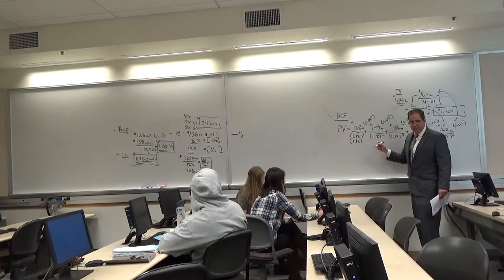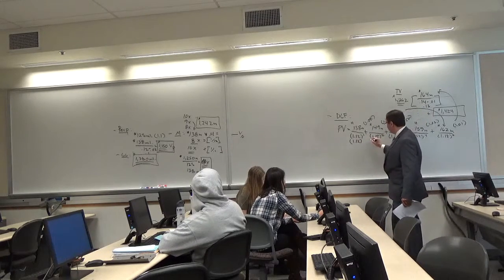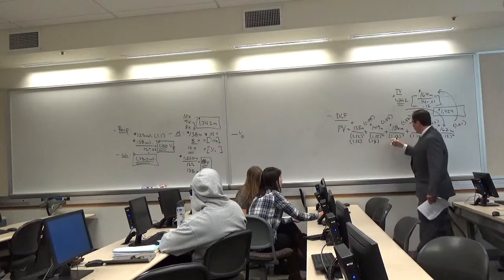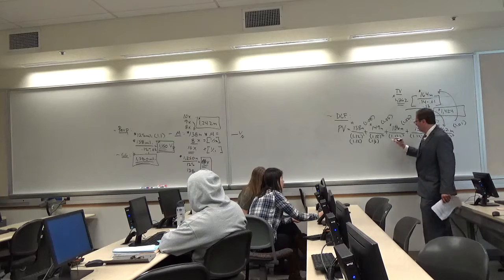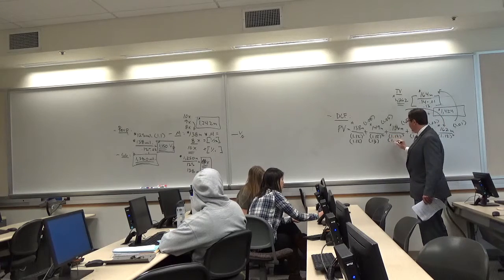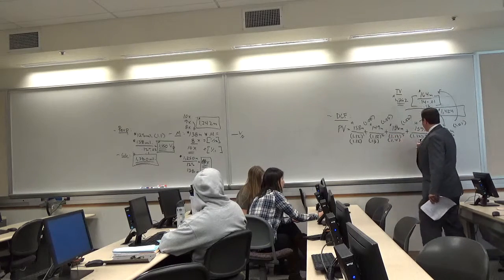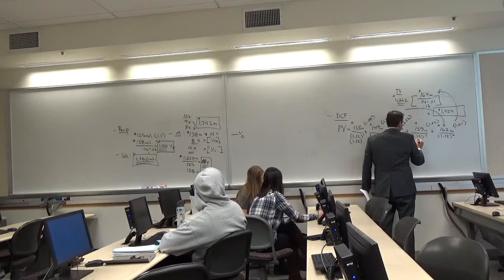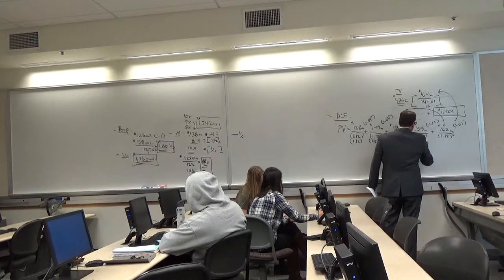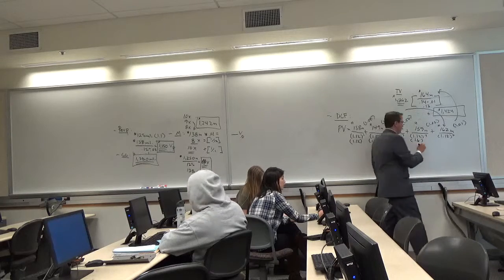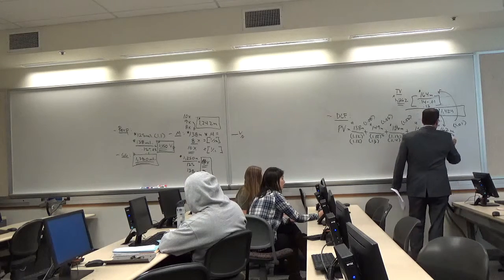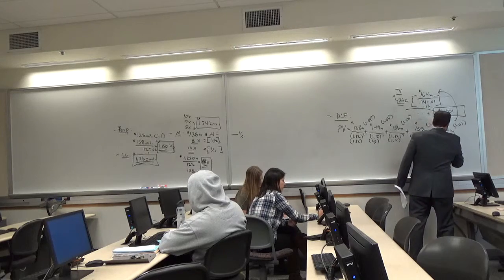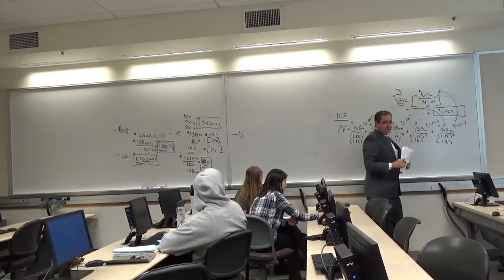So they know this one, 1.12, and round up. What's 1.12 squared? 1.25, just a round up. 1.12 to the third, 1.4. 1.12 to the fourth, 1.6. Are you guys correcting this? Making sure. 1.12 to the fifth, 1.8.